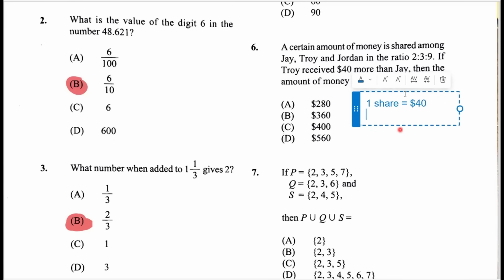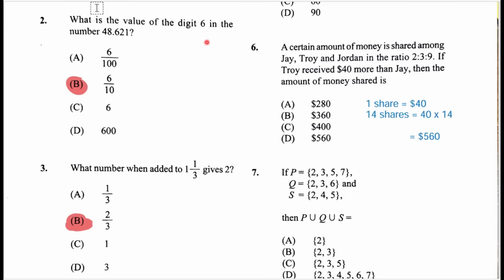How many shares do we have in all? 2 add 3 add 9. That's 5 and 9 is 14 shares. So 14 shares obviously is 40 by 14. And I think we could figure out as 560, right? Very easy. I just really need to show you all that one. So that's 560 there. That's D as in dog.